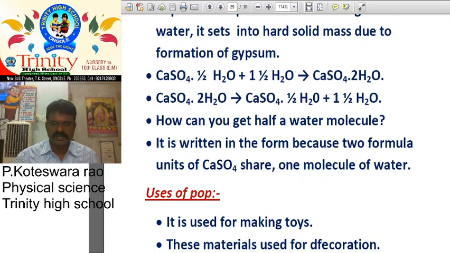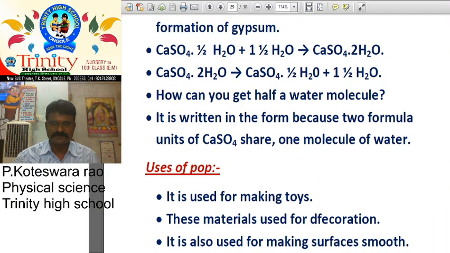Next, how can you get a half water molecule? It is quite different, because until now we have not seen any fraction of a molecule. How is it possible to get a half water molecule? Here the half water molecule is written in this form because of 2 formula units of CaSO4.